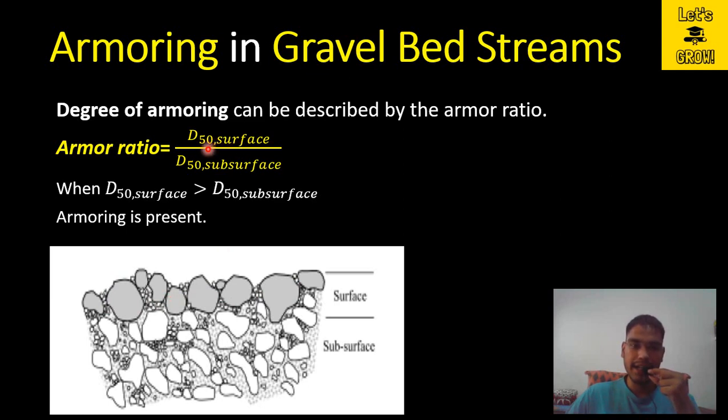D50 means a particle size such that 50% of particles are finer than this size. Then you excavate and remove this surface, take another sample from the subsurface of the river bed, and again do sieve analysis for the subsurface material of the river or stream. You calculate the d50 for the subsurface, and if the d50 of the surface is more than the d50 of the subsurface, meaning the armor ratio is more than 1, then you can say that armoring is present in the gravel bed stream.